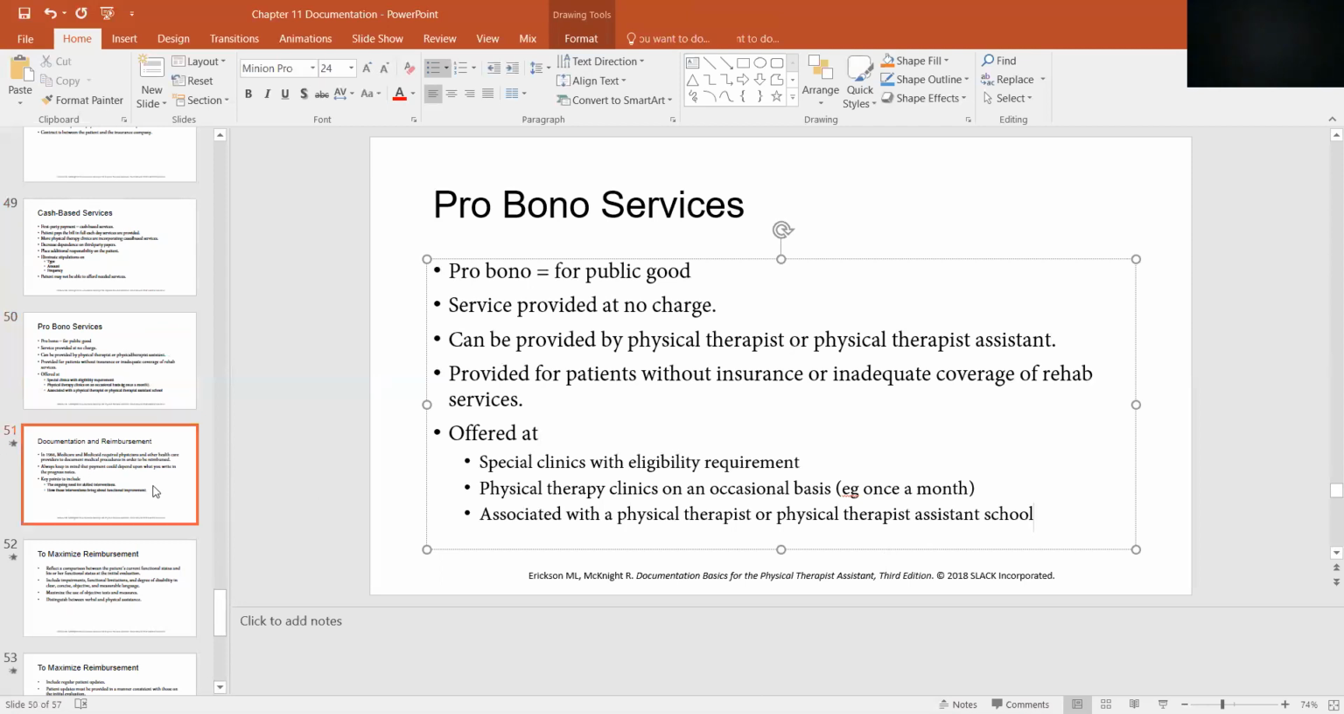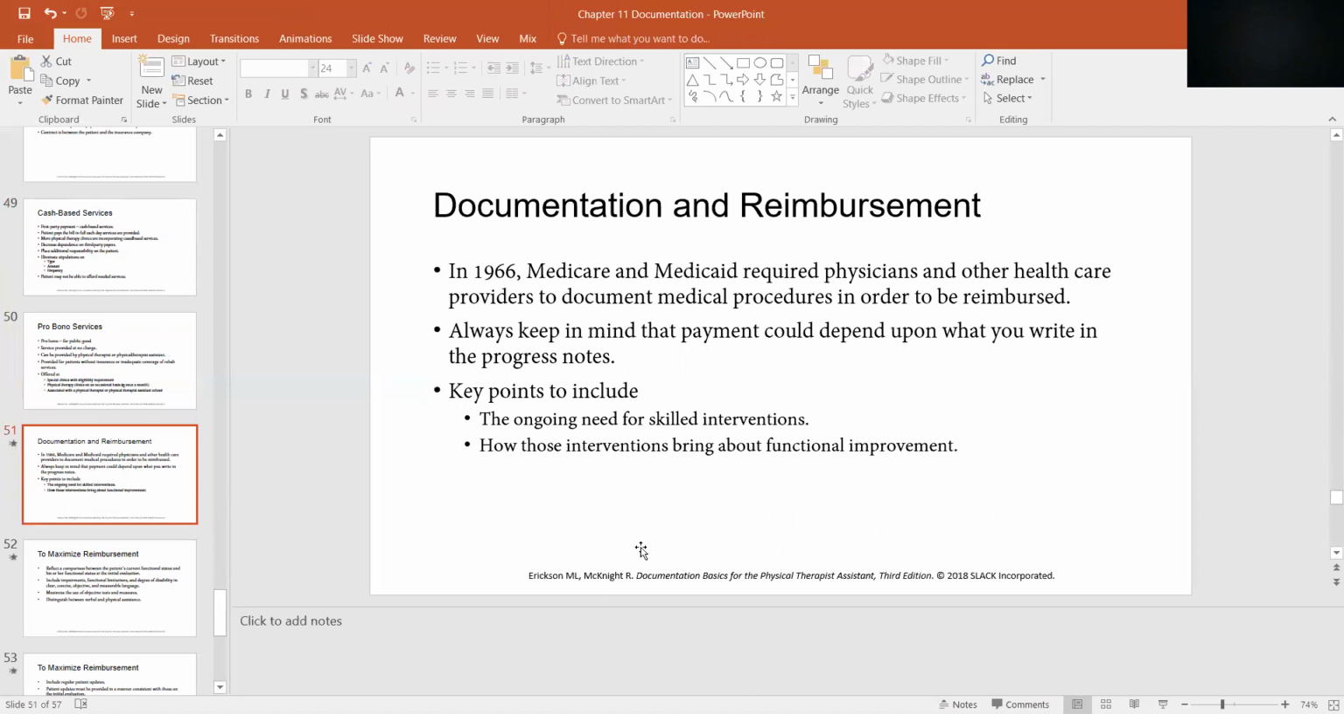All right, documentation and reimbursement. So why are we telling you all about insurance when we're in our documentation section?